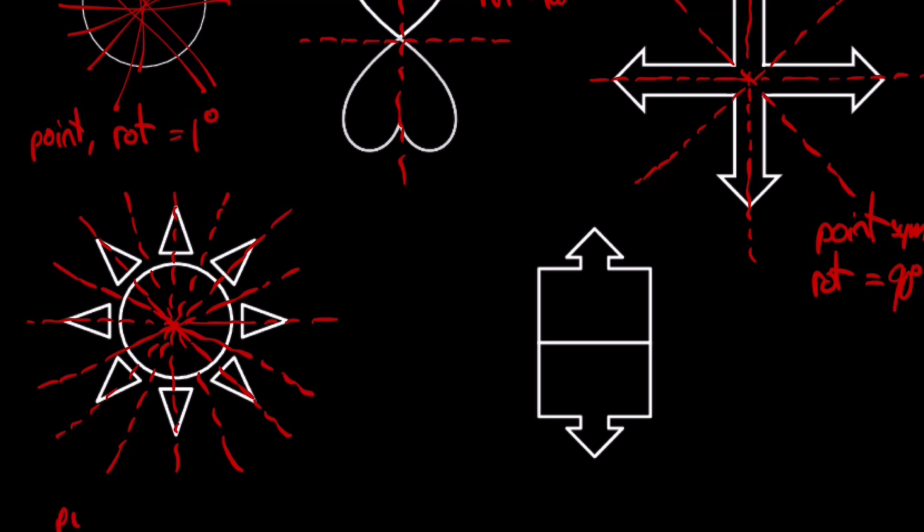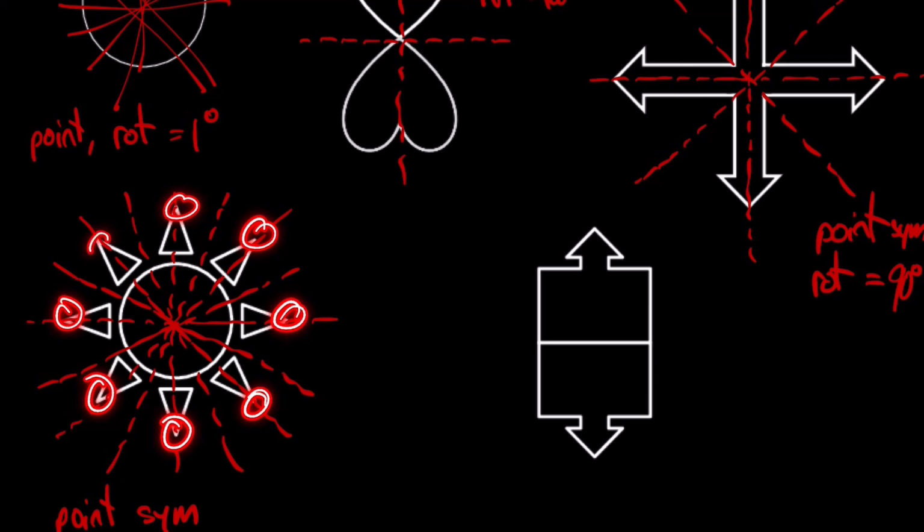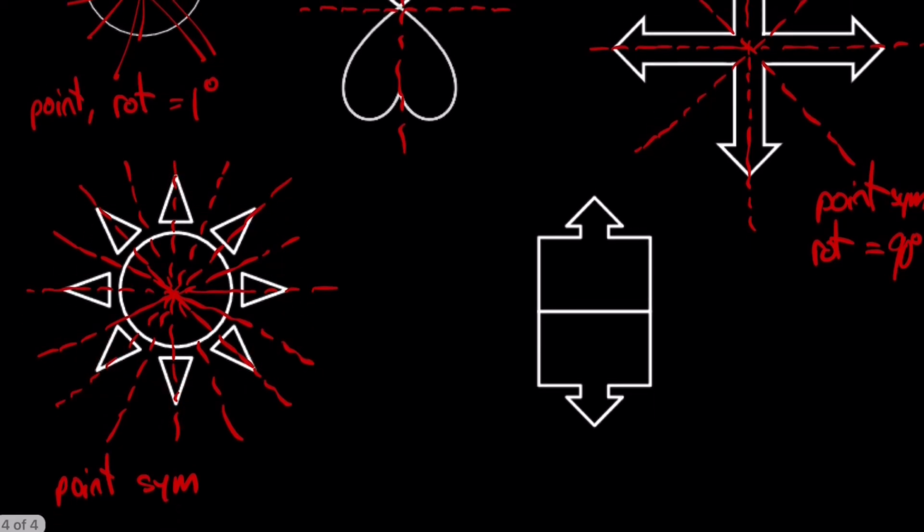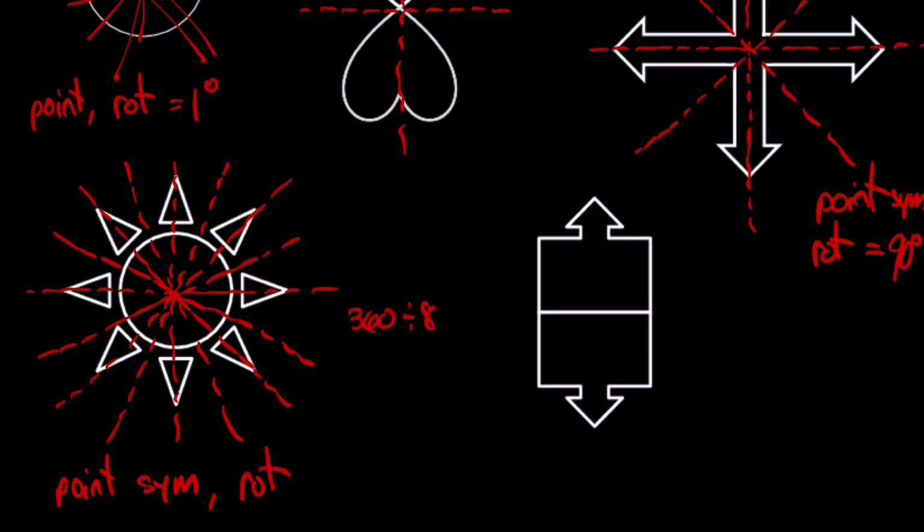It definitely has point symmetry, because if it's upside down, it's going to be the same. And one way to test that, if you fold it, would this point match up with that point upside down? And yes, it does. And then rotational symmetry. Wow, let's see, how many of these are there? 1, 2, 3, 4, 5, 6, 7, 8. So for my rotational symmetry, I have to do 360 divided by 8, which is 45. Rotational symmetry is going to be 45 degrees.